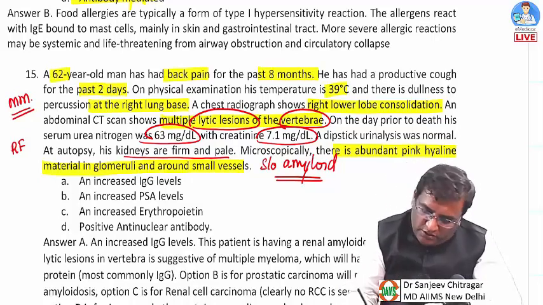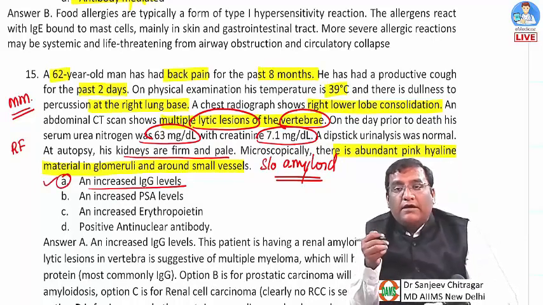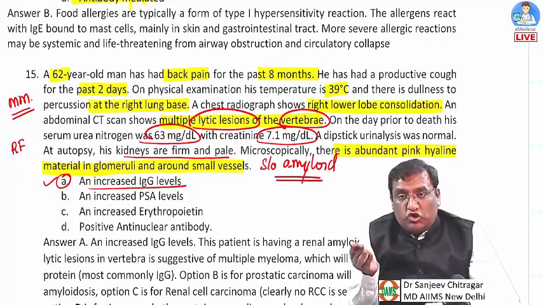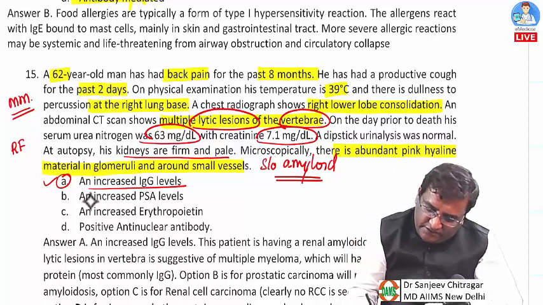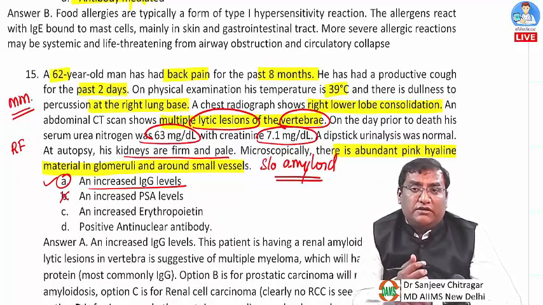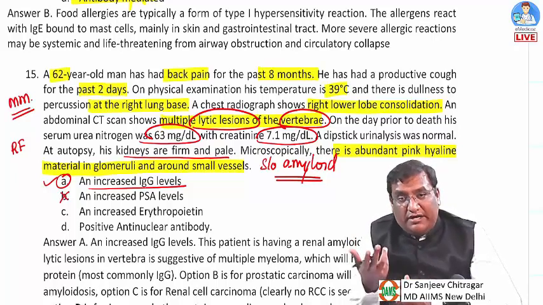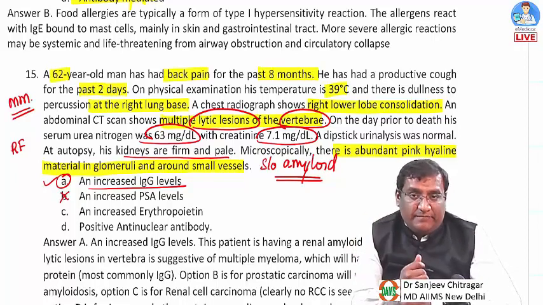So what will be found? Increase in immunoglobulin levels is the correct answer, because there will be a hypergammaglobulinemia. There will be a monoclonal gammopathy, and the most common M protein is IgG. Increase in PSA level will be seen in either prostatitis or a prostatic carcinoma, which can also cause lytic lesions, but there should have been a history of urinary retention or any other thing. Prostatic carcinoma can cause lytic lesions because of metastasis, by the way. Increased erythropoietin is not the answer, because that is polycythemia, nothing to do with bone.